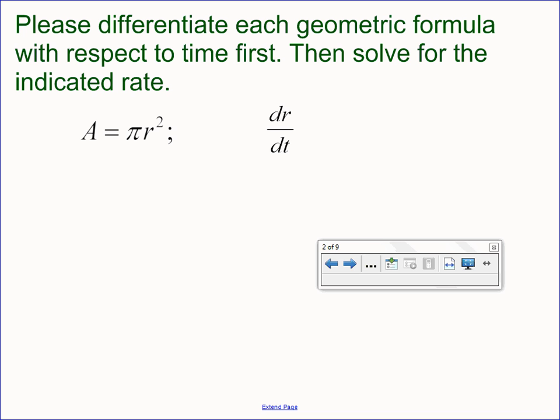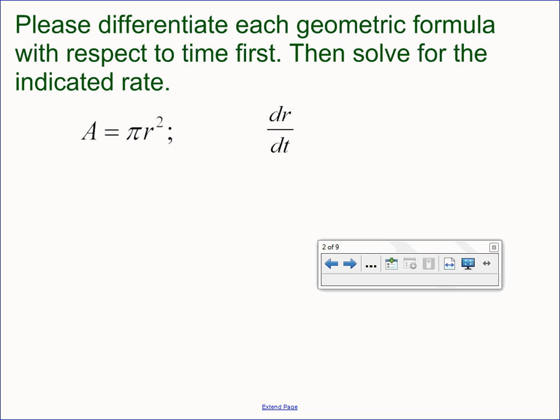So to warm up for some application problems, let's differentiate these common geometric formulas with respect to time. If we were differentiating with respect to r, we'd get A prime equals 2 pi r. Well, that's not what we're doing. We're differentiating the quantities that are related here in a related rates problem with respect to time. So we'll use Leibniz notation and spit out a dA/dt every time we differentiate an A term with respect to time, or a dr/dt.